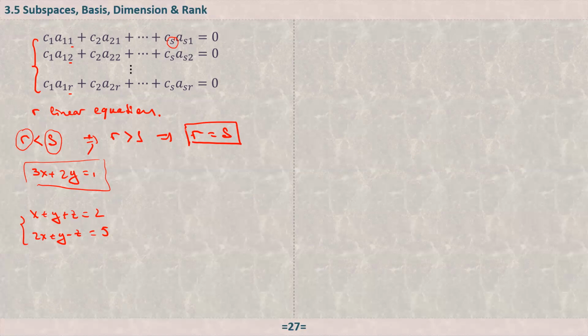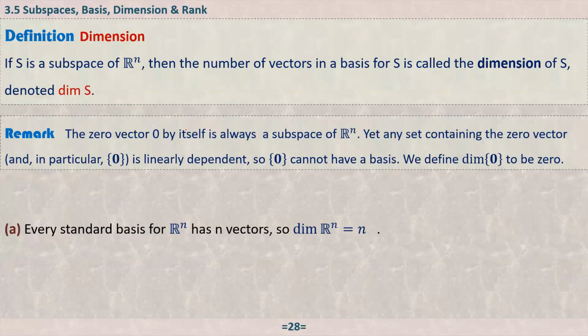Now we know that if we are talking about any subspace, and different bases of this subspace, all the bases always have the same number of basis vectors. Since all bases for a given subspace must have the same number of vectors, we can give a special name to this number, which is called the dimension of the subspace S. So if S is a subspace of Rm, then the number of vectors in a basis for S is called the dimension of S, denoted by dim S.